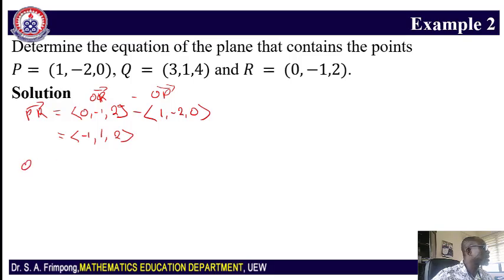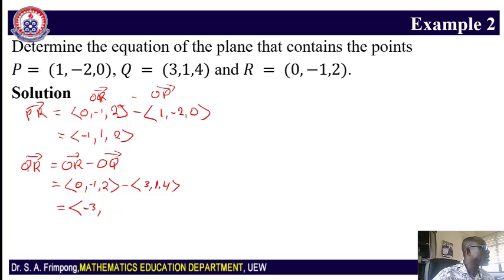Then I also find the vector QR. So that's OR minus OQ. That one is also going to give us the position vector of OR, (0, -1, 2), minus the position vector of OQ, (3, 1, 4). When we compute, we have 0 minus 3, which is -3, -1 minus 1 gives us -2, and then 2 minus 4 gives us -2. So these are the 2 vectors.